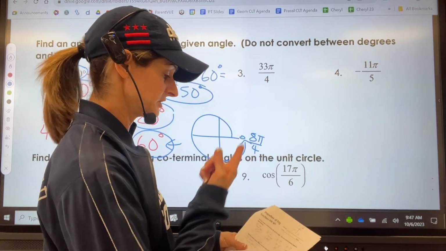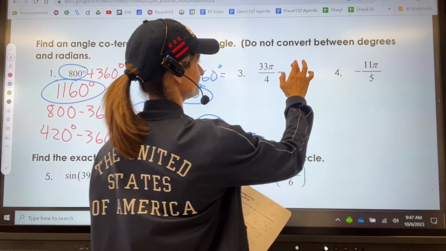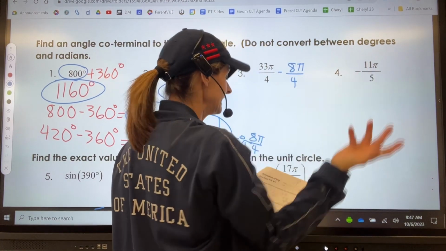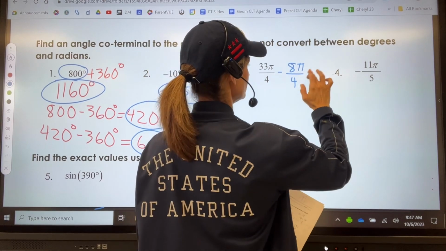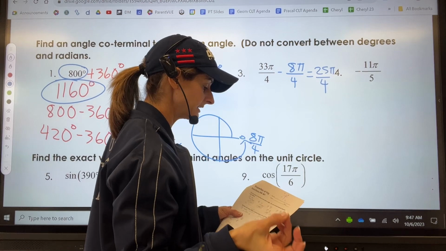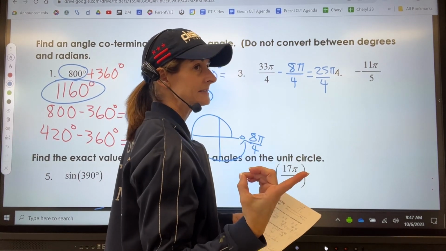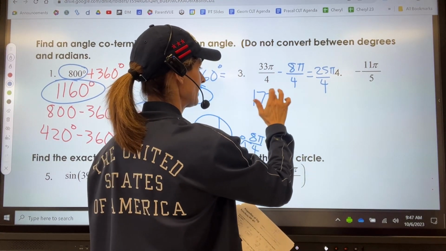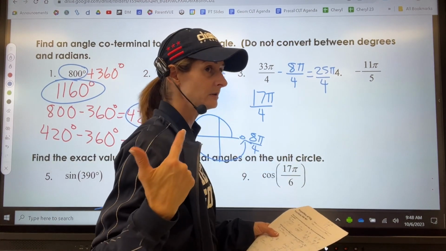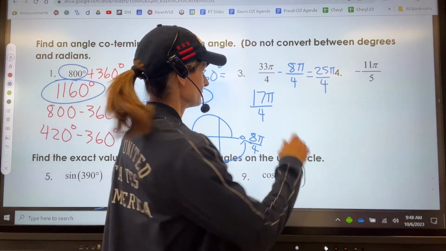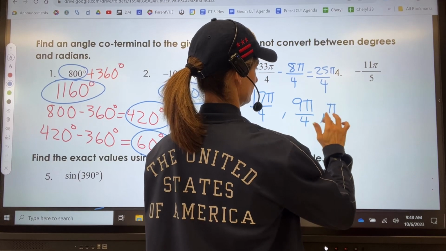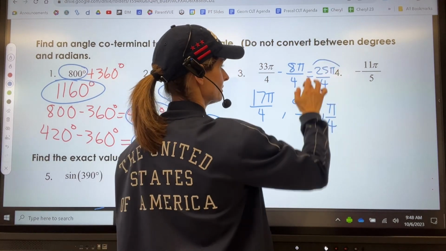So I've done that a bunch of times. And again, this problem is not specific, so it doesn't say to add or subtract. It just says any coterminal angle. So I've got 25 pi over 4. But if I wanted to subtract another 8 pi over 4, 25 minus 8, I'm going to get 17 pi over 4. Subtract another 8, 9 pi over 4, and then another 8, I'm going to get pi over 4. So 9 pi over 4 is another coterminal angle, and pi over 4. These are all coterminal angles.